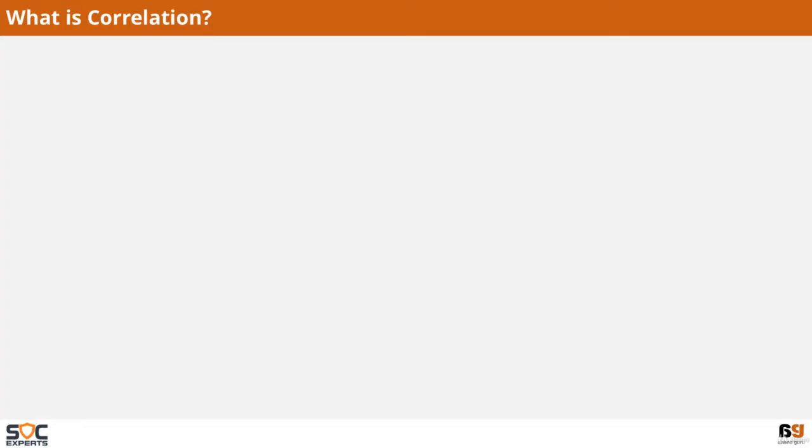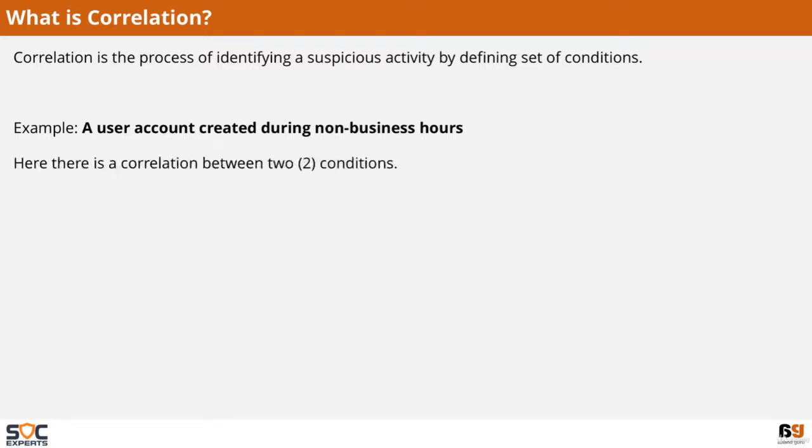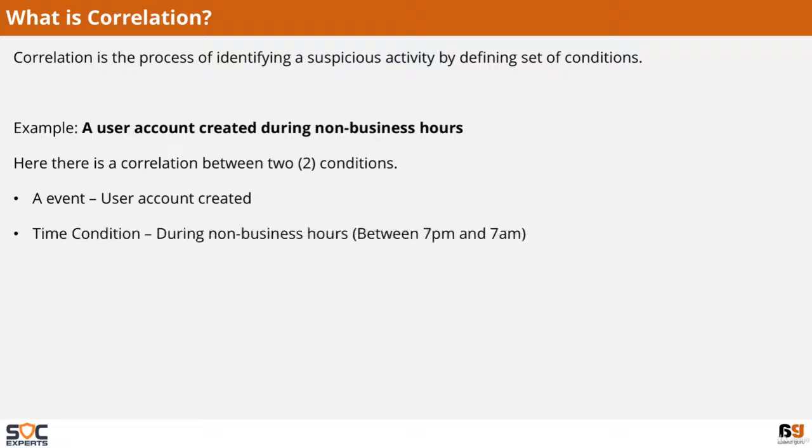So let's start. What is correlation? Correlation is the process of identifying a suspicious activity by defining a set of conditions. For example, a user account created during non-business hours. Here there is a correlation between two conditions: an event, which is a user account created, and a time condition, that is, the event should happen during non-business hours. So both these conditions signify a suspicious activity, which is defined as a correlation rule.